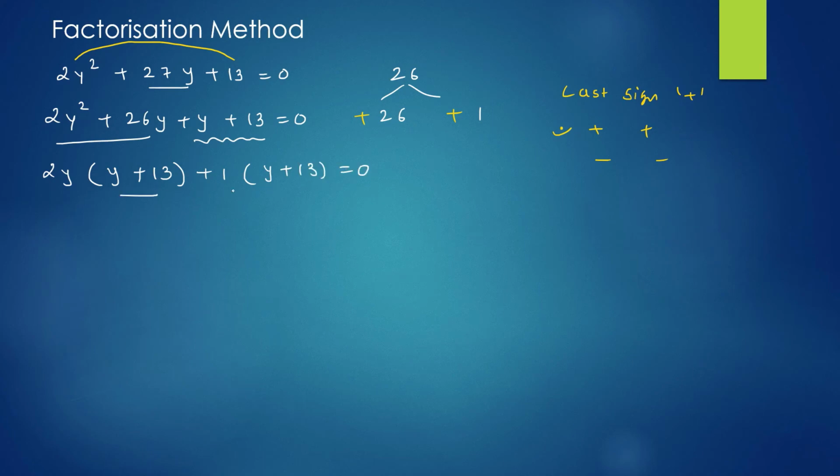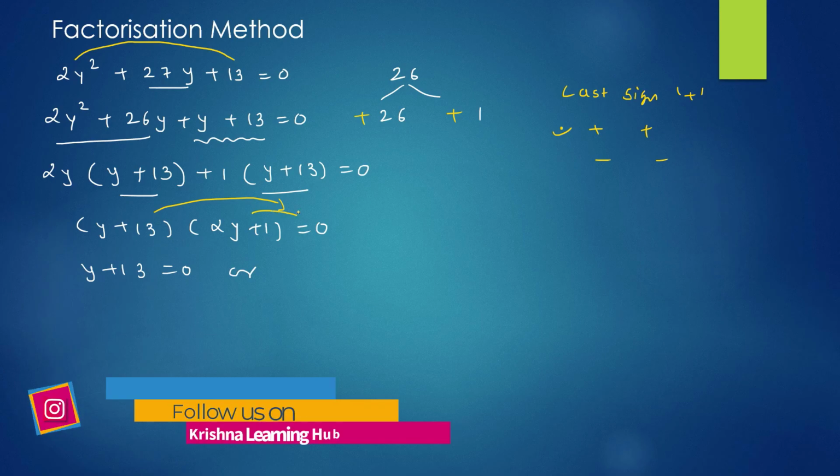Now see, verify, both the brackets are similar, so we are on the correct path. So y plus 13 and 2y plus 1 is equal to 0. Again we will compare the first bracket with 0. So y plus 13 is equal to 0, or again we will compare the second bracket with 0. 2y plus 1 is equal to 0.